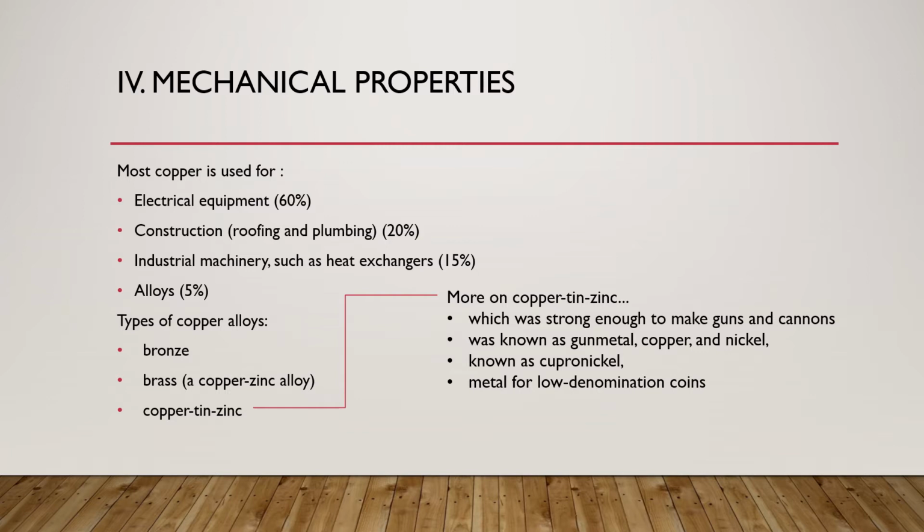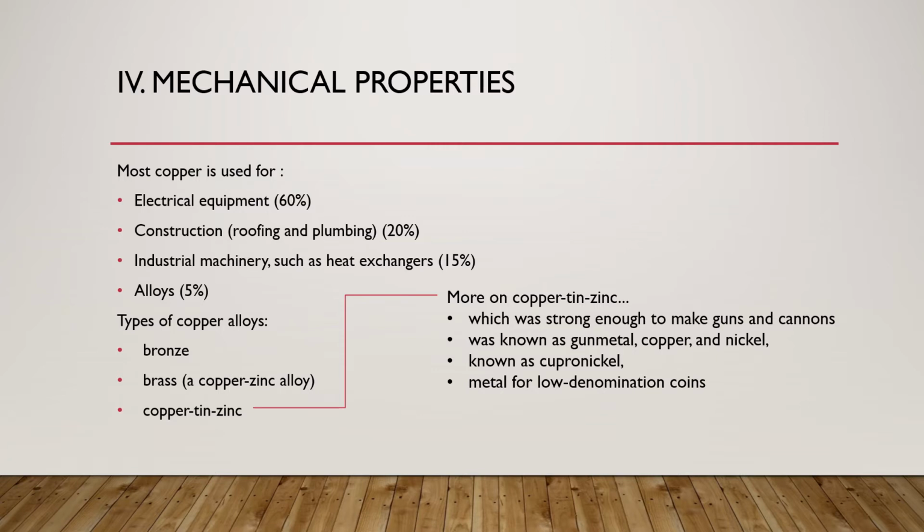A lot of you have probably heard of bronze. It's a classic. Brass is a copper-zinc alloy. Copper, tin, and zinc was strong enough to make guns and cannons, and was known as gun metal.